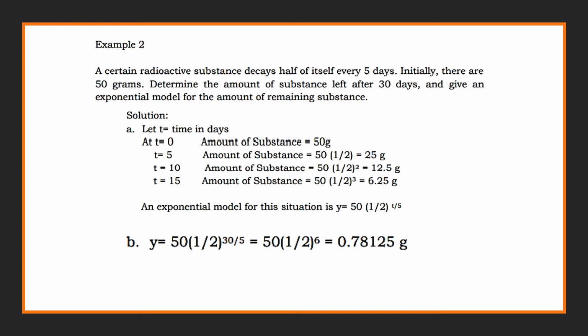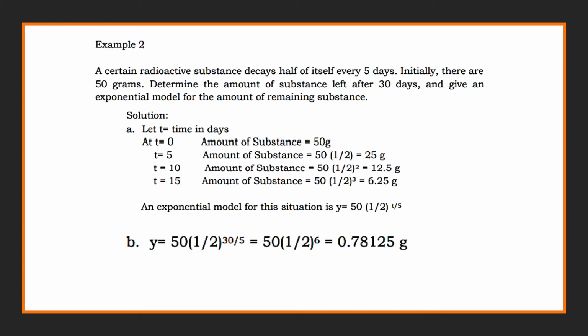But without that, using the exponential model for this situation, y equals 50 times the quantity 1/2 raised to t over 5. So, it says after 30 days, so our small letter t here will be 30. So, 30 over 5, so it became 6. So, 50 times the quantity 1/2 raised to 6 equals 0.78125 grams.